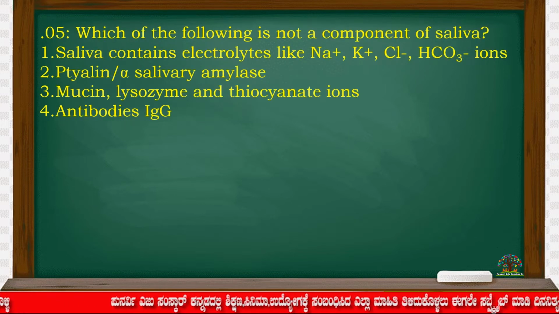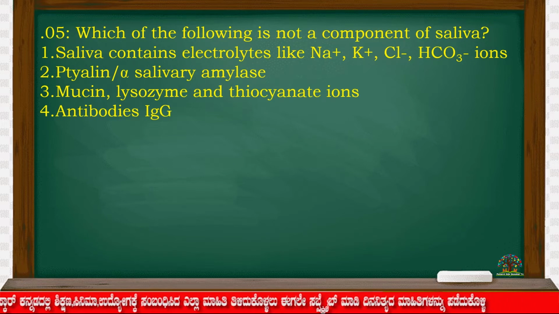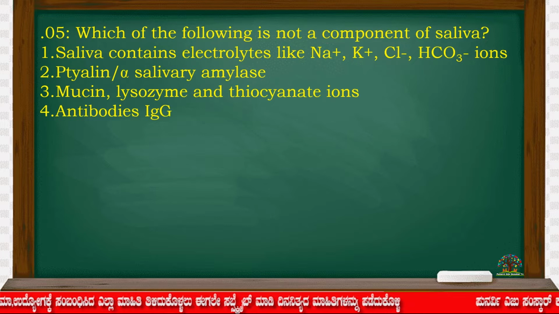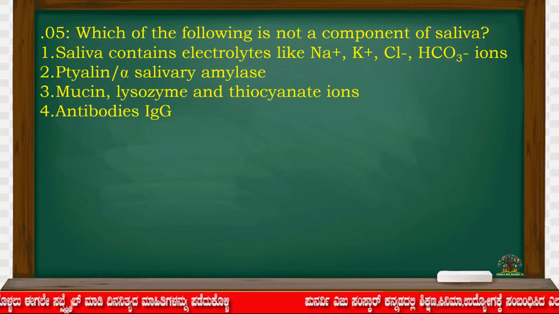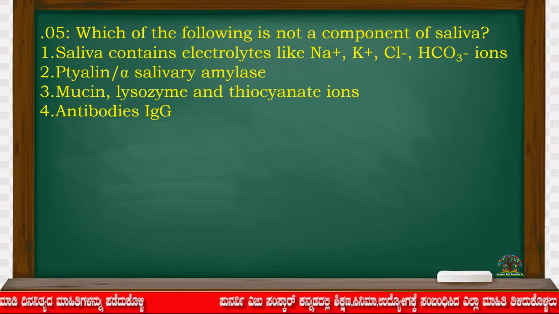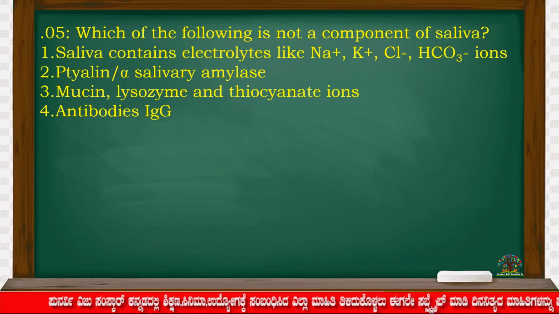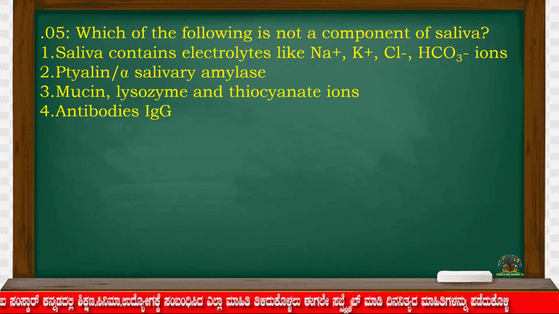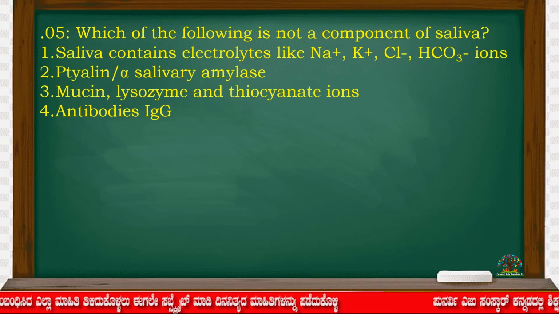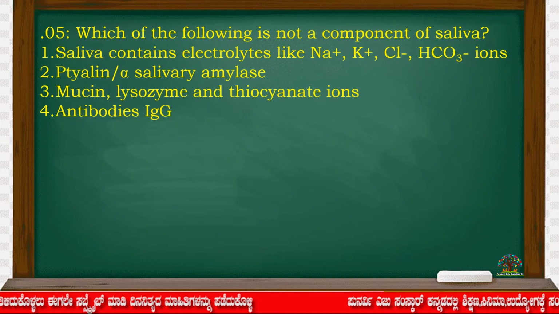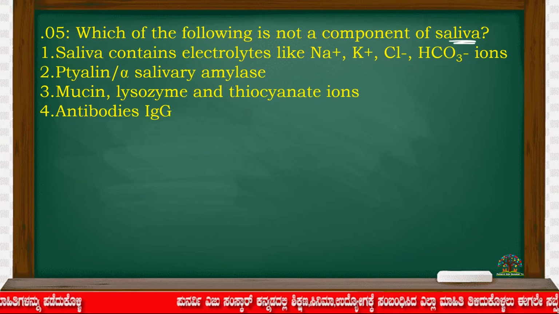Question number 5. Which of the following is not a component of saliva? The options are: option number 1, saliva contains electrolytes like sodium, potassium, chlorine, HCO3 ions. Option number 2, ptyalin or alpha salivary amylase. Option number 3, mucin, lysozyme and thiocyanate ions. Option number 4, antibodies, that is IgG. So in this question, they have focused on the components of saliva.